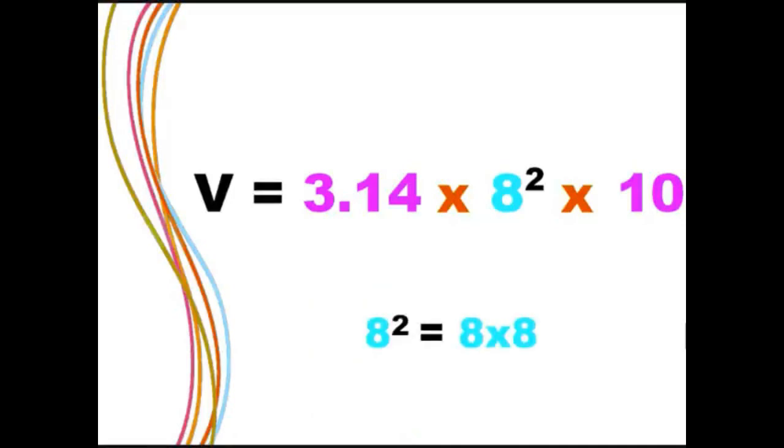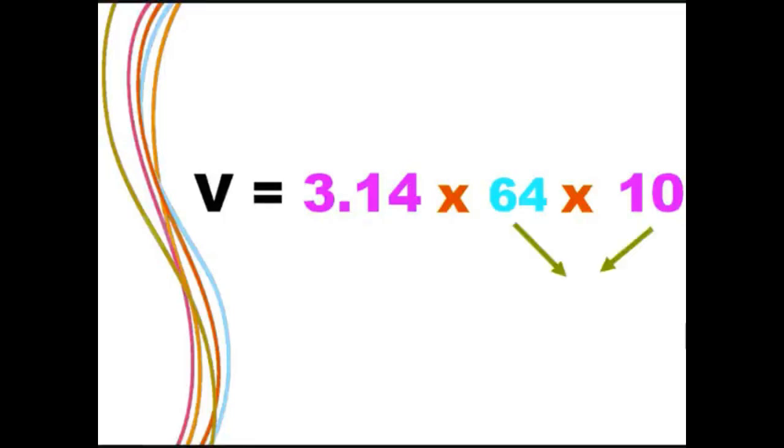8 squared is 64, so we can amend this in the formula. Now we can multiply all the values together. Remember, multiplication is commutative, which means it doesn't matter which order you multiply, the answer will always be the same. 64 times 10 is 640.